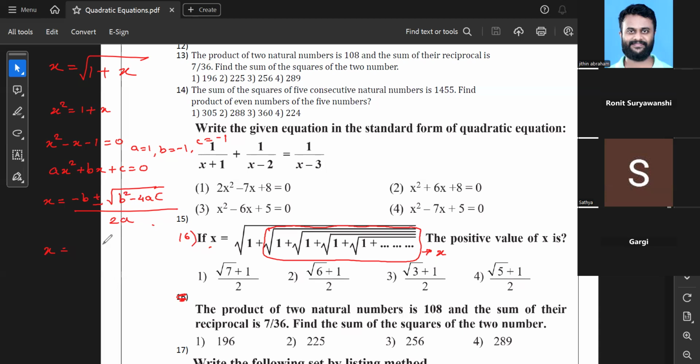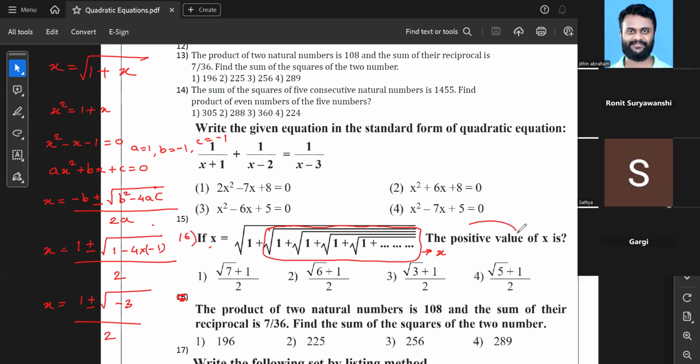b square minus 4ac. So the b's value is minus 1. Minus of minus 1 gives you plus 1. Then either plus or minus. I'll just write plus or minus under root of b square, which gives you 1, minus 4 into a into c. a into c is minus 1, divided by 2 into a. That gives you 2. So 1 plus or minus under root of minus of minus is plus 1 minus 4, which is minus 3, divided by 2.